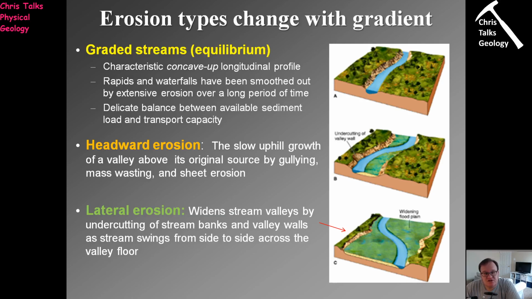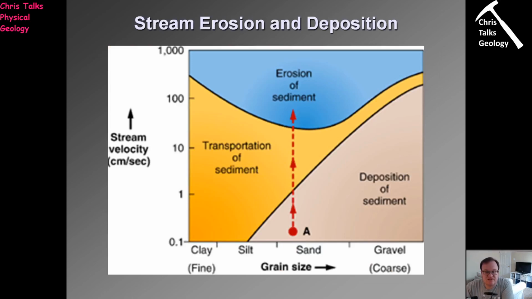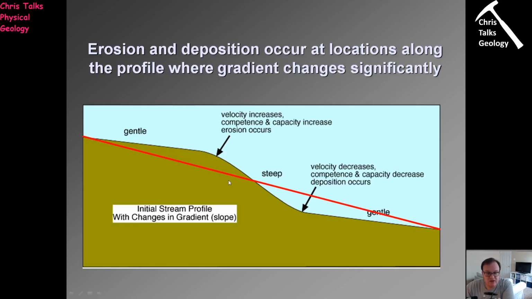The next type of situation we can have is what's referred to as headward erosion. And that's the slow uphill growth of a valley above its original source by gullying, mass wasting, and sheet erosion. That essentially means that the river is cutting upwards, uphill, towards where the water is coming from. So if we just jump back to the previous slides, 2 back, you'll see this erosion, as we start eroding this area here and we start moving backwards towards where the water's coming from, this is headward erosion. We are getting rid of this material here, and we are eroding towards the head of the river, which is going to be somewhere up here.